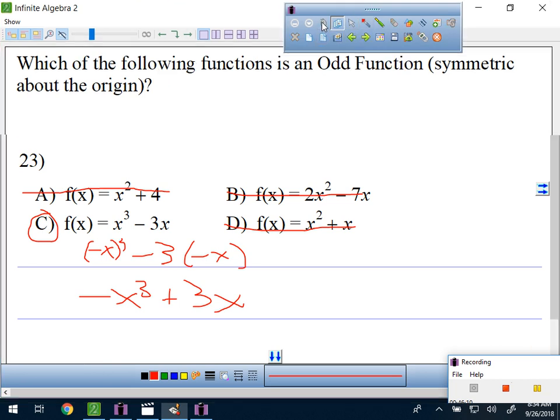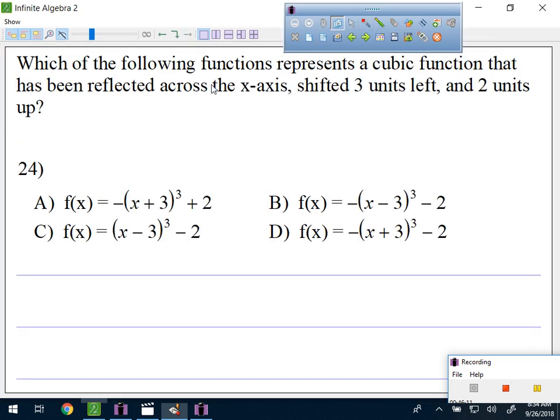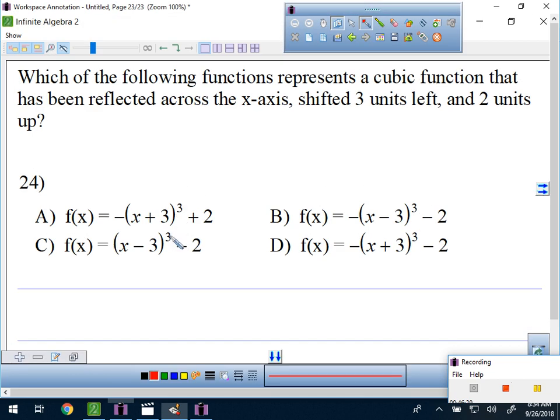All right, for the last one, and this will clear it all off. For 24, it says which of the following functions represents a cubic function, and you don't have to worry about that now because look, all of them have a power of 3, so we got that taken care of. That has been reflected. Guys, remember, if it's reflected, that means it's got to have a negative in front, right? So I can go ahead and scratch out C. So it's either A, B, or D.